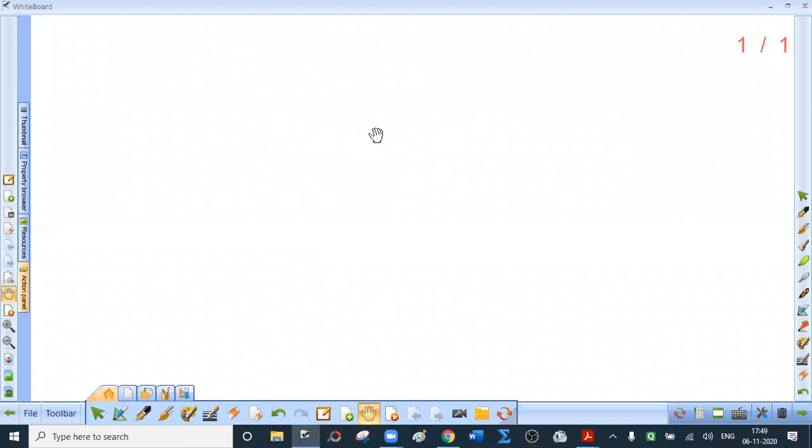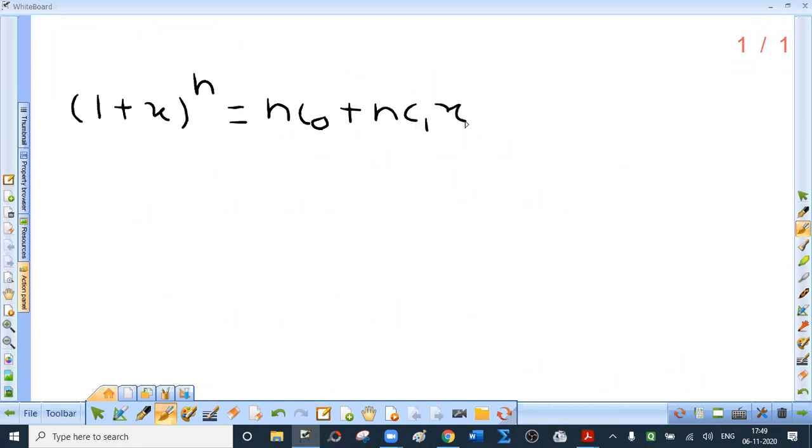Let us prove both the results. Can you tell me what is (1 plus x) raised to n? It is nC0 or just C0, right? nC0 plus nC1 into x. See, when I say of order n, clearly n is a natural number.